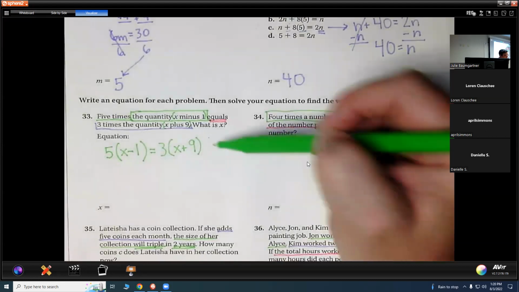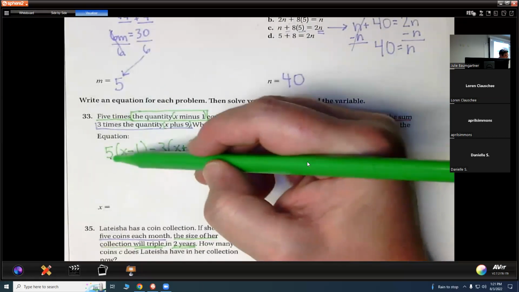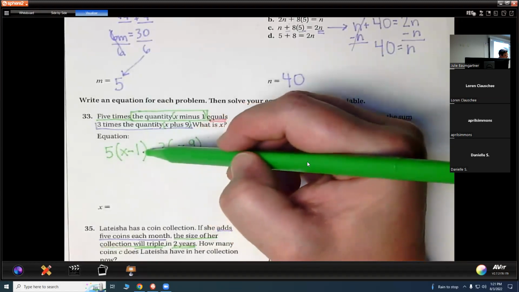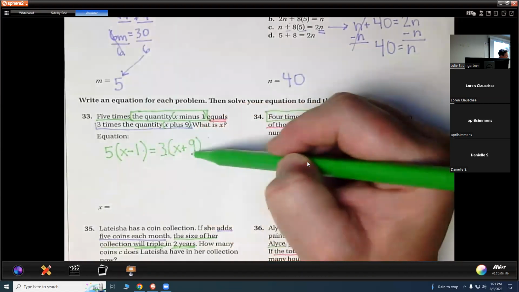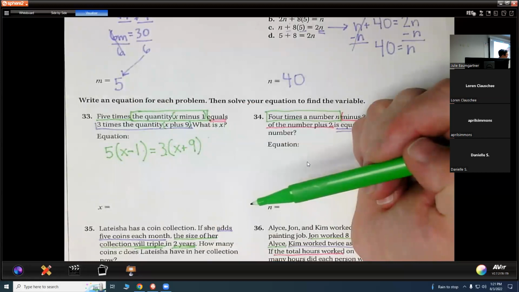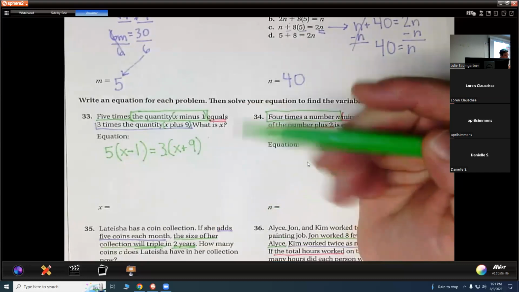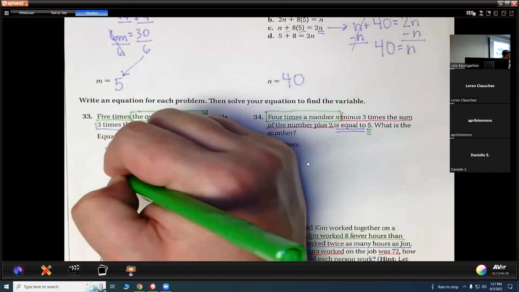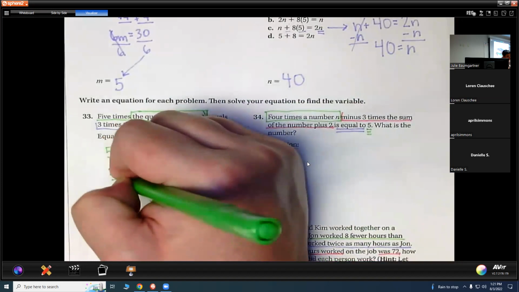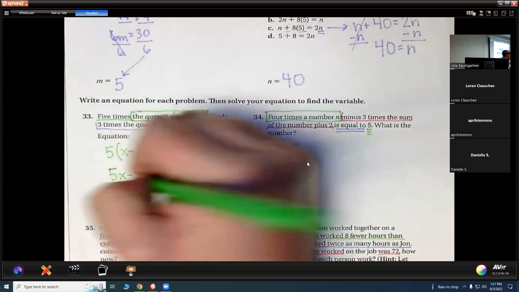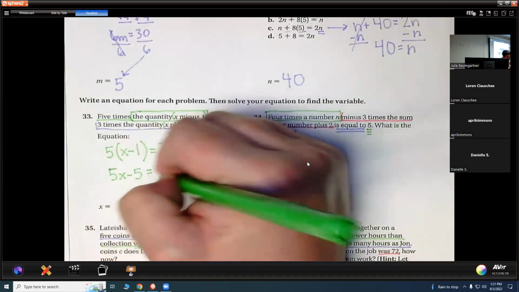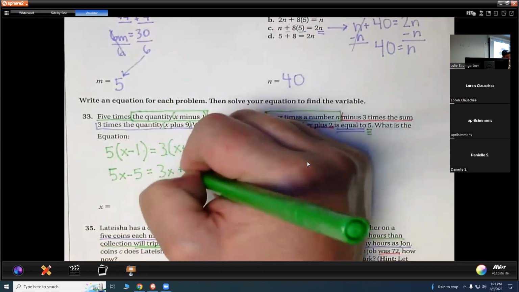So now that we've got our equation written out, the first step is to distribute the 5 into here and distribute the 3 into here, to simplify and get rid of the parentheses. Would it be like 5 times x, 5 times 1? Yep. So if we simplify this, then we have 5x minus 5 equals 3x plus 27.